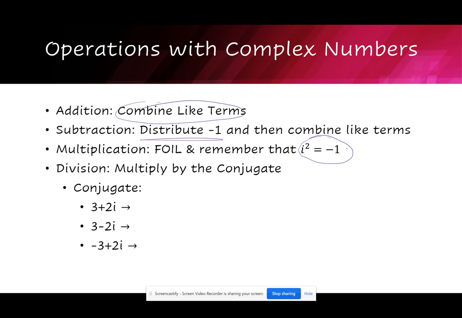Division is the one where it gets a little tricky. We're going to multiply by something called the conjugate. So the conjugate, all you do is flip the sign that's in the middle of your complex number. So like 3 plus 2i, our conjugate would be 3 minus 2i. 3 minus 2i, our conjugate is 3 plus 2i. Negative 3 plus 2i, our conjugate's negative 3 minus 2i. You don't change the sign in front, just the sign in between them.